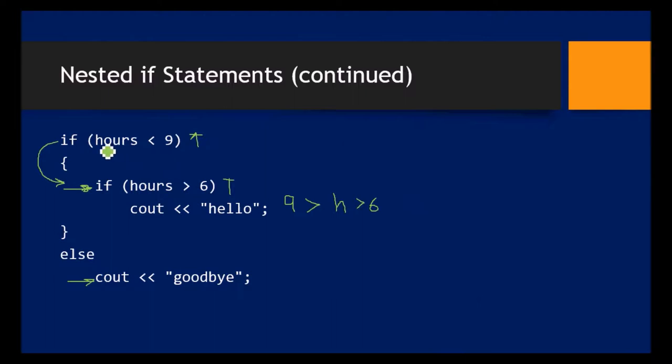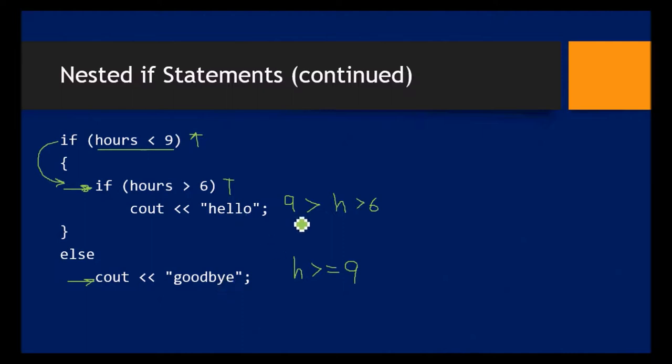Let me say that again. If this is true, you run the code inside the if. Whatever the expression is, if it's true, you run the code inside the if. If that expression is false, the code inside the else runs. But when that expression is false, it means, by definition, the opposite is true. So what's the opposite of hours less than 9? I gave you that table of opposite logical conditions. The opposite of hours less than 9 is hours greater than or equal to 9. Don't forget the equal, that's important. So when hours greater than or equal to 9 is true, it'll display goodbye.